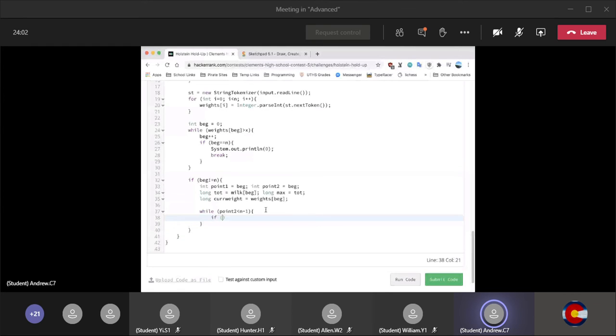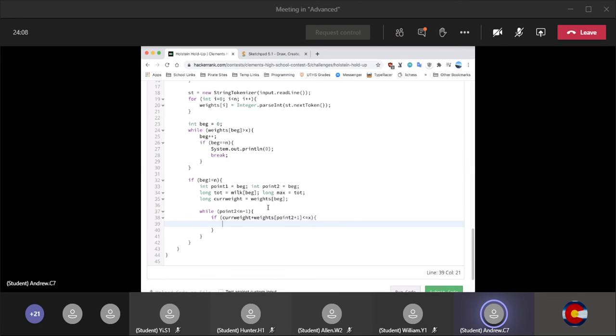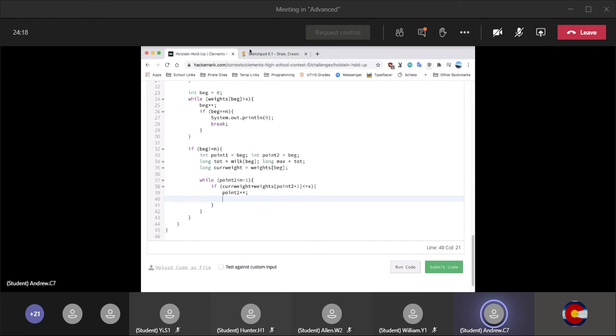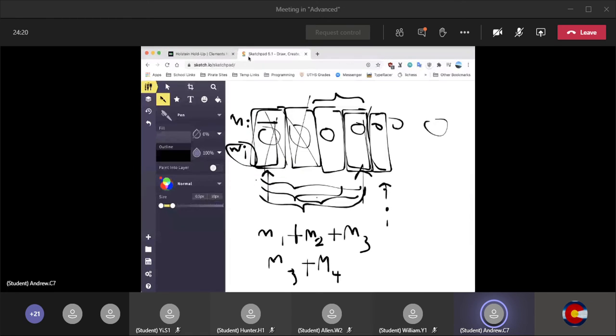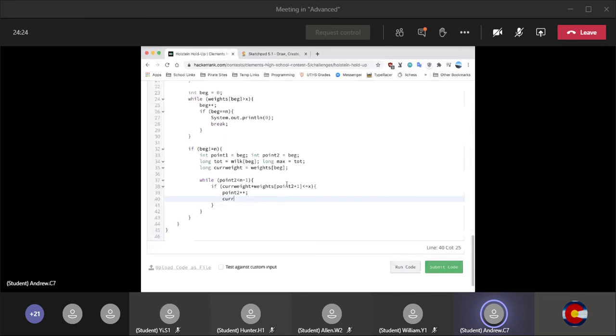The first case means that current weight plus the weight of this new point would be less than or equal to x, because we can actually lift the current ones plus the new one. Then we just increase point 2 and we won't have to change point 1, because we just add this cow to our contiguous set. Then current weight would be added by weights of point 2 now.